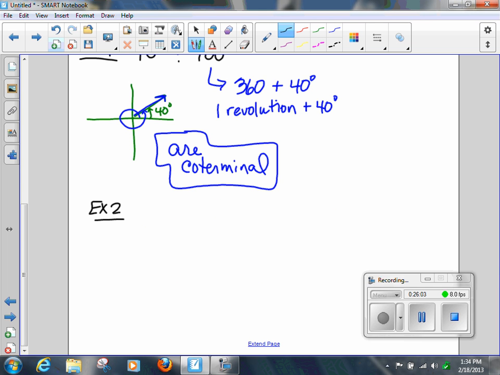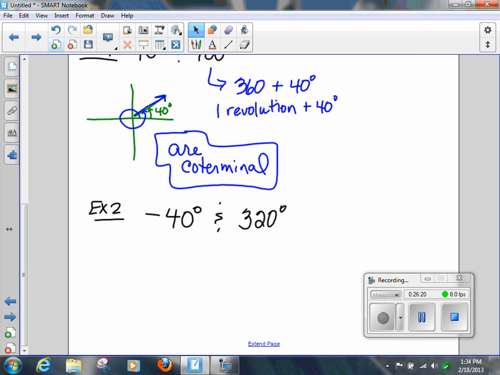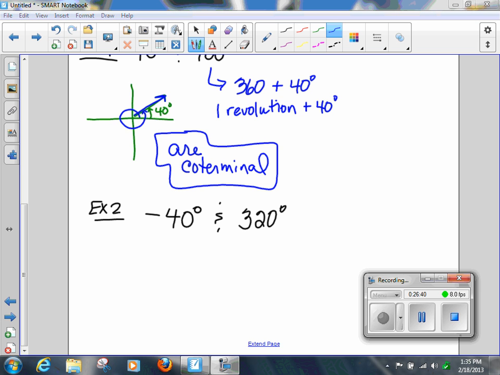How about this one? I want you to determine whether these are coterminal: negative 40 degrees and 320 degrees. Determine, show whether, with a picture or mathematically, that they are coterminal or not. On your paper. What do you know I'm going to do? You know I'm going to draw it. I have to draw it.